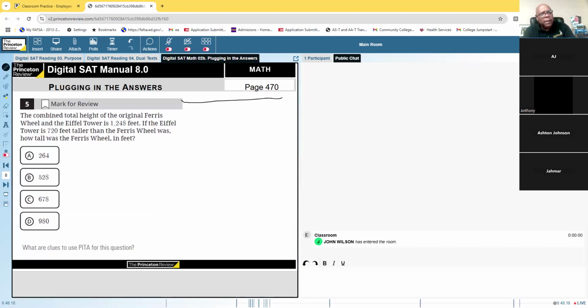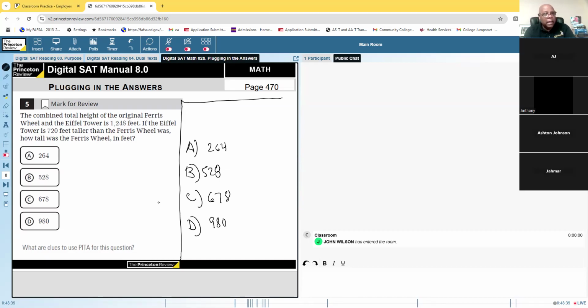I would set up my scratch paper and I would go A 264, B 528, right? C, everybody watch, 678. Exactly what I would do. Then D 980. And I would label this Ferris wheel or just Ferris. You know, on the test, you probably just put F. Ferris. They want to know what the Ferris wheel is, period.